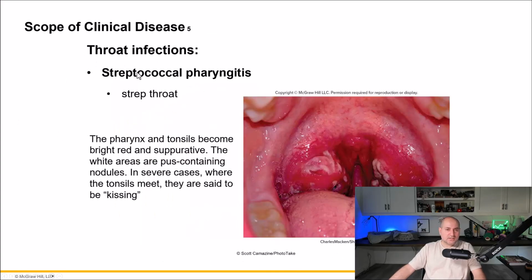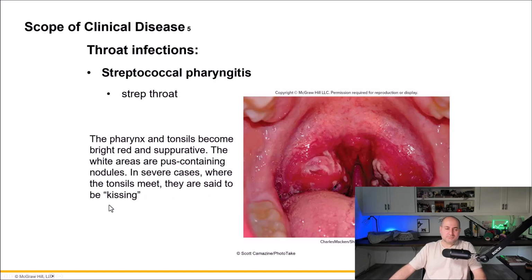Again, Streptococcus pyogenes causes strep throat, also known as streptococcal pharyngitis. The pharynx and the tonsils, see, this is the back of the throat where the tonsils are. The pharynx and the tonsils become bright red and suppurative. The white areas are pus-containing nodules. And in severe cases where the tonsils meet, they are said to be kissing. The tonsils are so swollen that in severe cases, the tonsils can actually touch. And that's known as kissing.